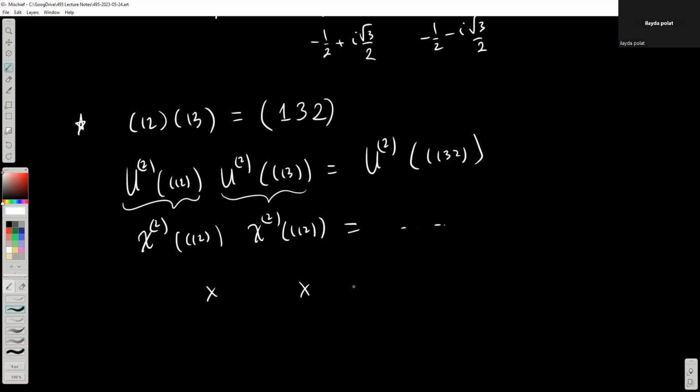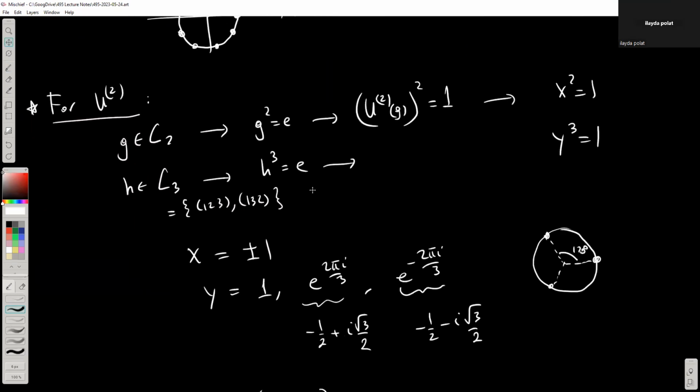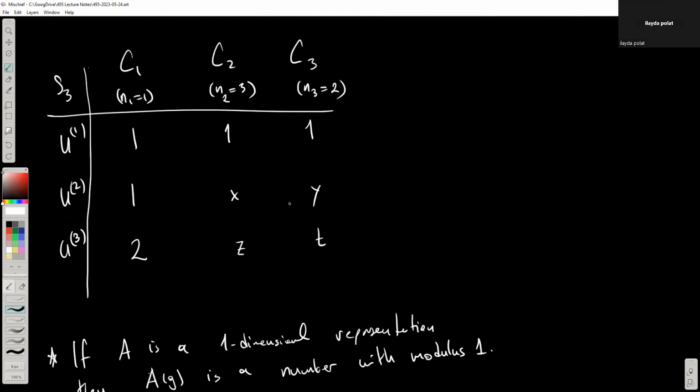So basically, the product of x and x should give you y. So therefore, x squared should be equal to y. This then implies that y is equal to 1. We don't have any other solution here. Okay, let's go back to this table and then mark y to be equal to 1. So that's the first thing that we are going to say.